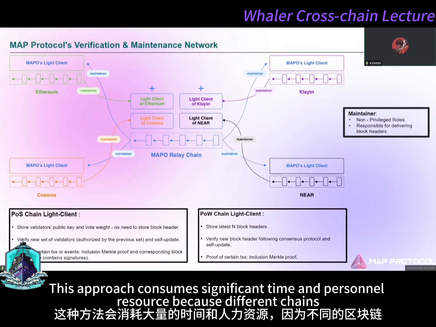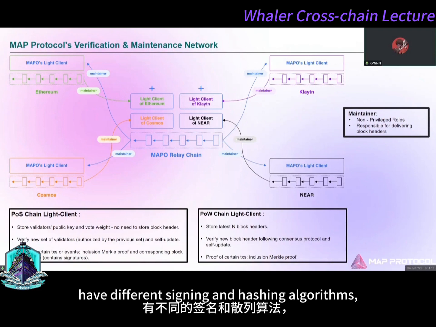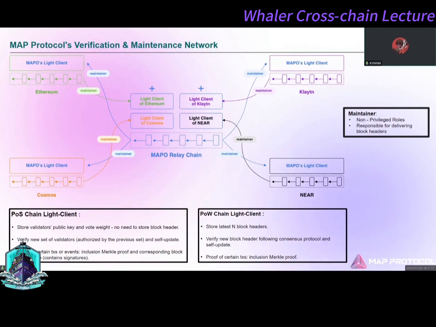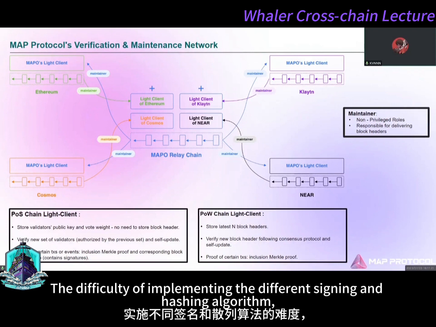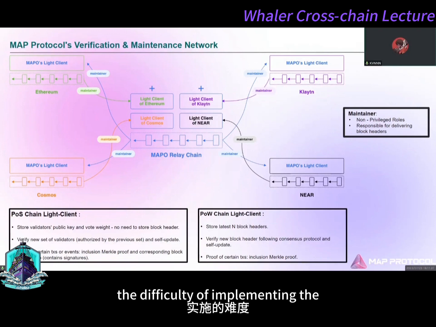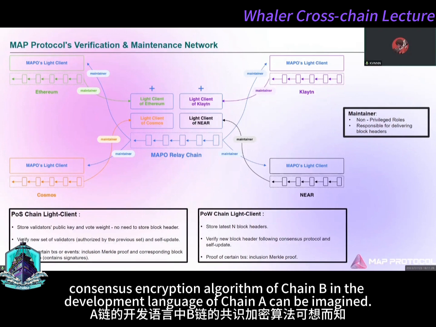This approach consumes significant time and personnel resources because different chains have different signing and hashing algorithms, as we mentioned before. The difficulty of implementing the different signing and hashing algorithms, the difficulty of implementing the consensus encryption algorithm of chain B in the development language of chain A, can be imagined.